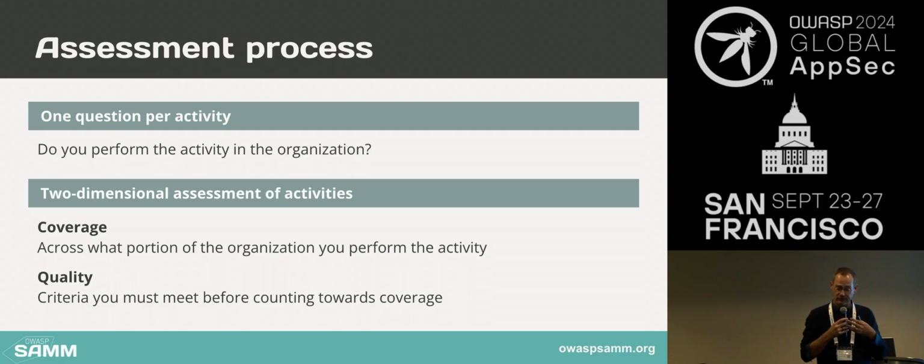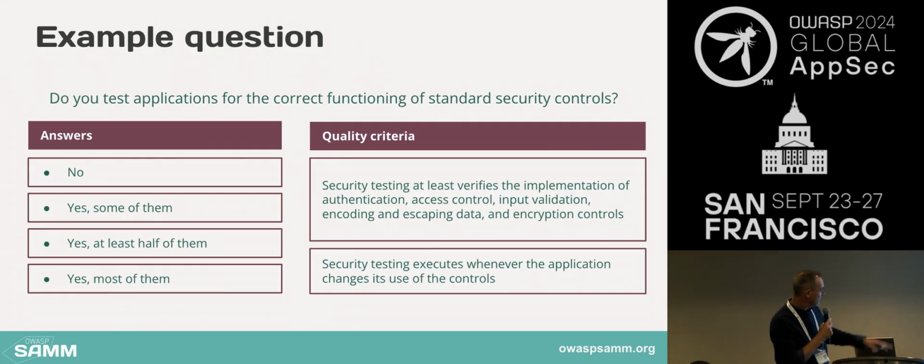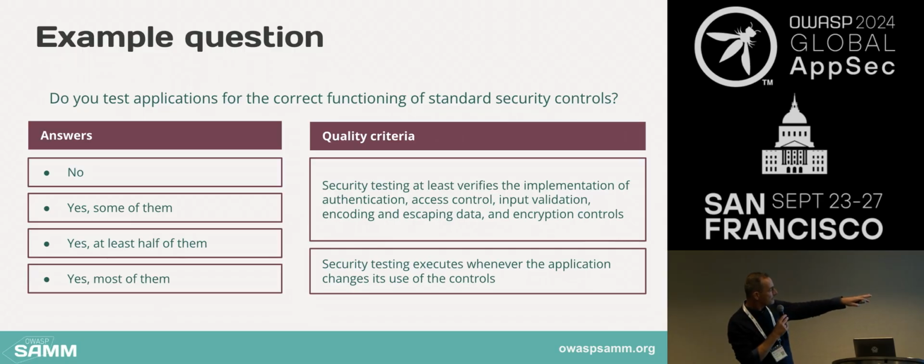That is something that has changed with the latest version. We're now in version 2. We're not only testing for coverage, the quantitative way of doing this activity, but also for the quality of it, the criteria that are important for that particular activity. The example, remember: are you testing for the basic security controls in your software? The question is, do you test applications for the correct functioning of these standard security controls? So that's the question. And before we go into whether it's none, some, at least half of them, or everything, the quality criteria are more important.